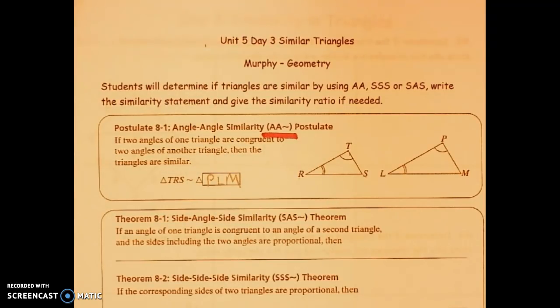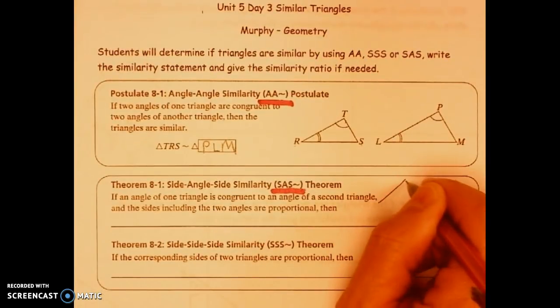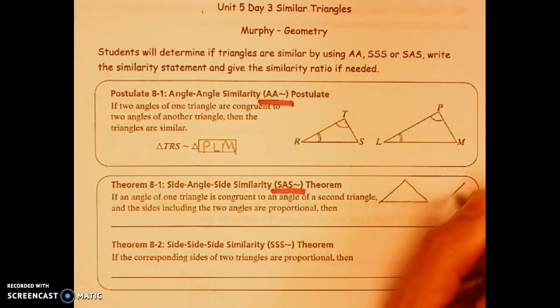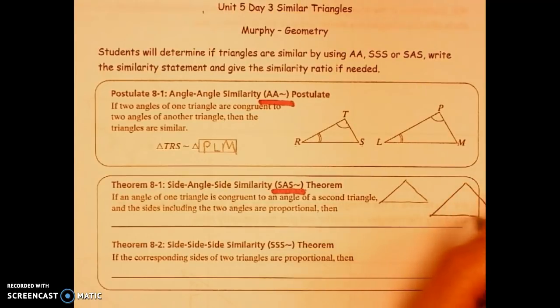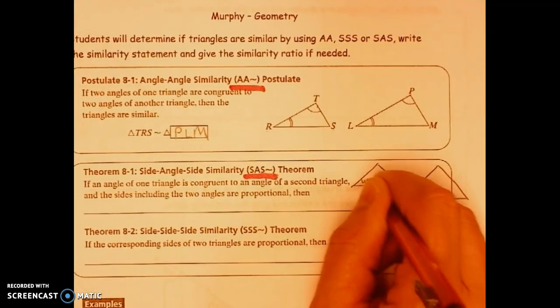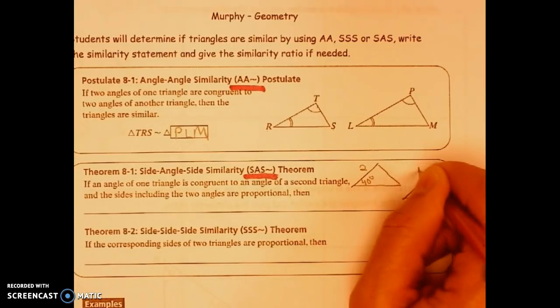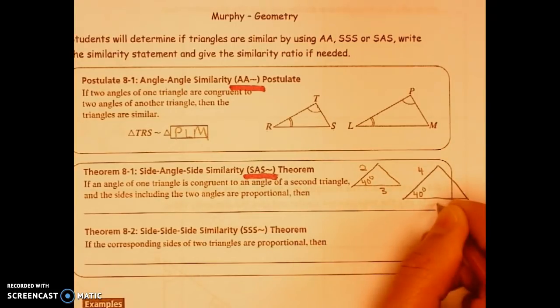The next method for proving triangles are similar is side-angle-side. Let's draw out a picture of what that would look like. Notice I'm trying to draw the triangles similar shape but different sizes. We had a 40-degree angle, 40-degree angle. This was 2, this was 4, this was 3, and this was 6.